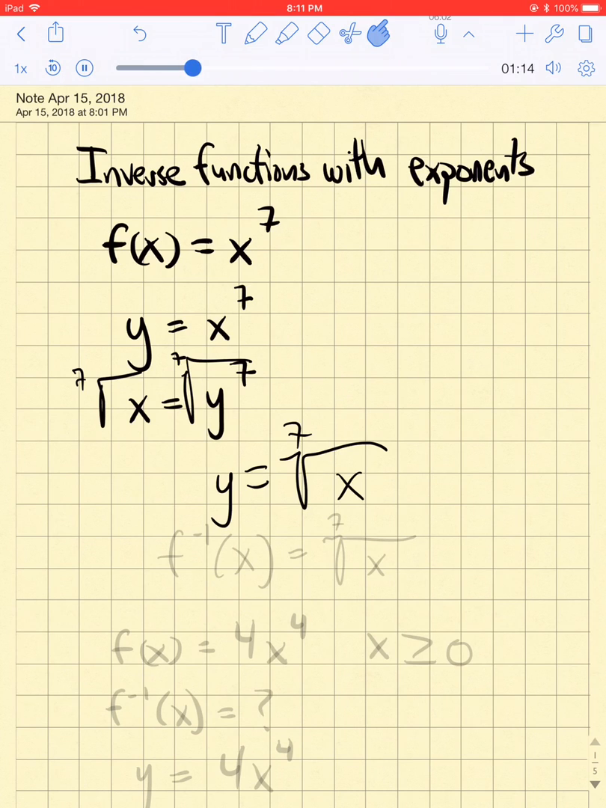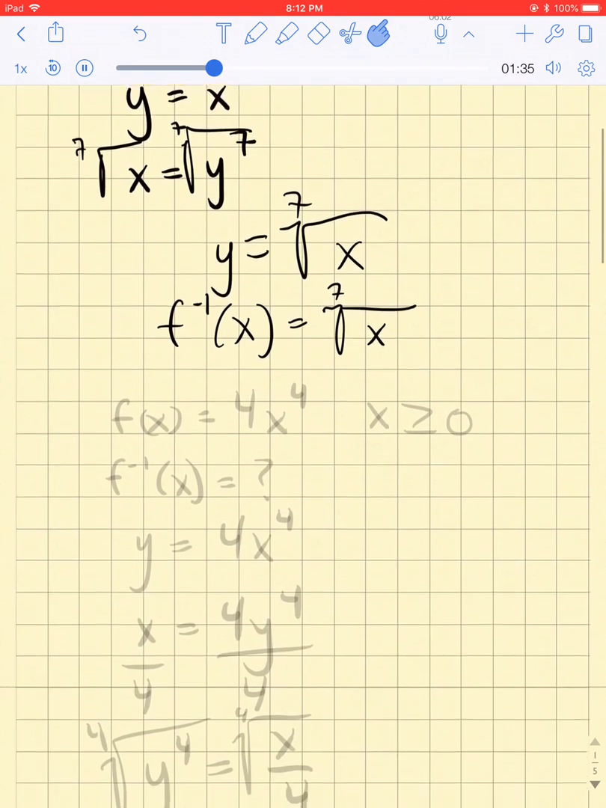And that is the f inverse of x. Considering that the given was x to the 7th, f inverse of x is equal to the 7th root of x. All right, a couple more examples.